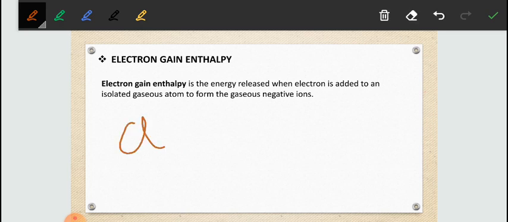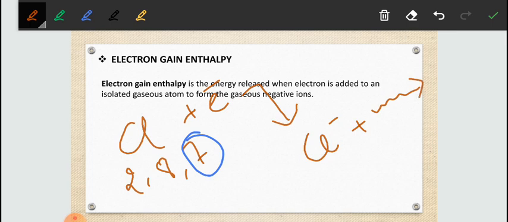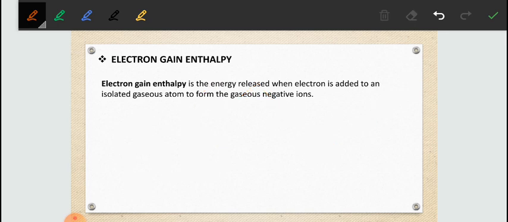Chlorine's atomic number is 17, so the configuration is 2, 8 and 7. When an electron is added to it, because to become stable it needs one electron, it will become Cl negative and it will release some amount of energy. This amount of energy released by this atom is known as electron gain enthalpy. So I can say one thing: this energy is released only by that kind of atom which can gain electrons. The elements which lose electrons cannot show this type of energy because they are not gaining any electron to their atom.